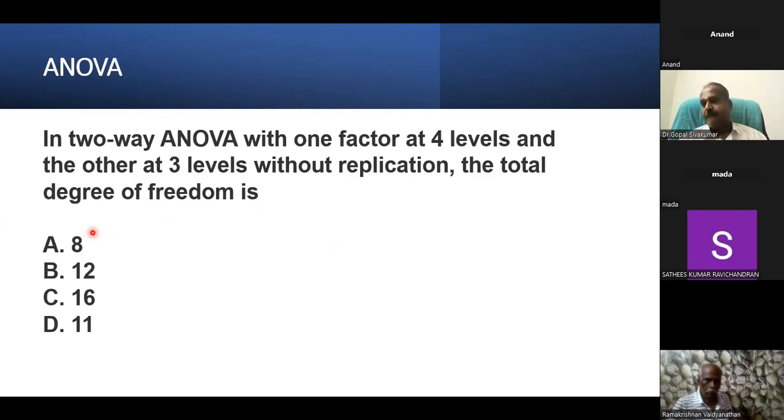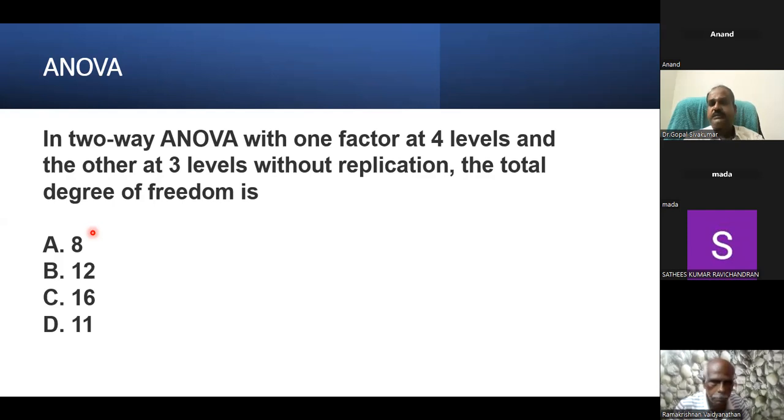In two-way ANOVA, with one factor at 4 levels and another factor at 3 levels without replication, what is the total degree of freedom? What is your understanding about total degree of freedom? Total degree of freedom is total number of experiments minus 1. Correct? 11, sir.